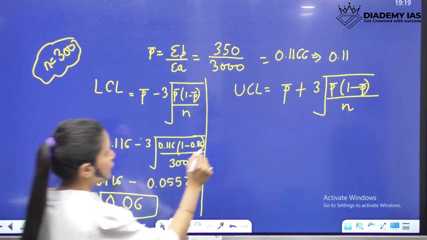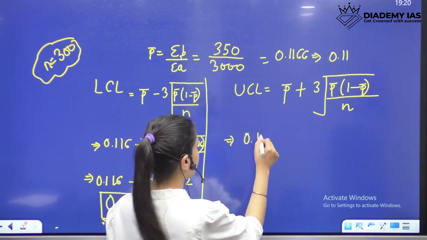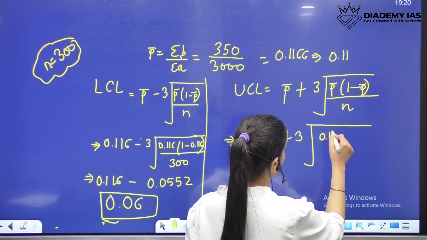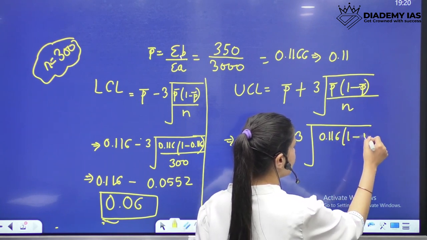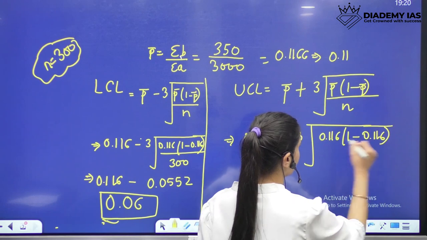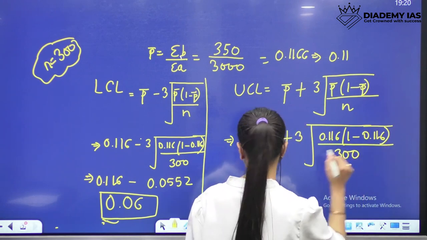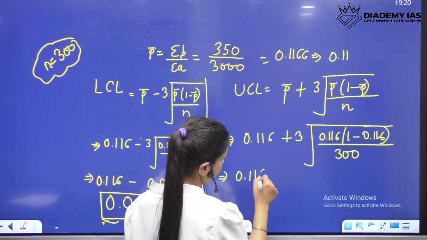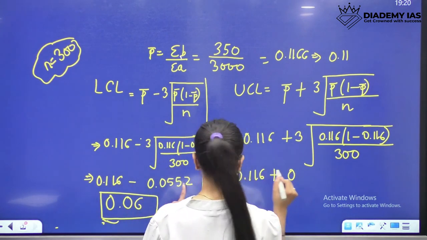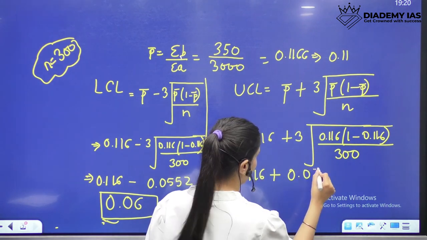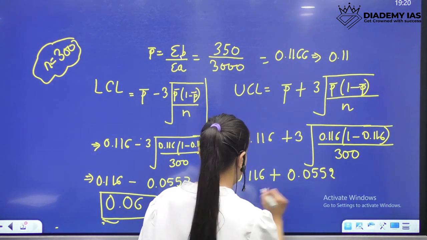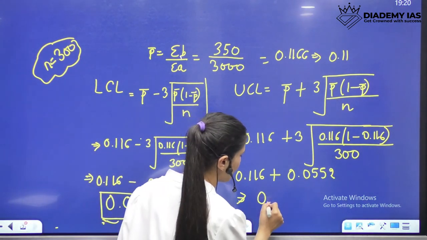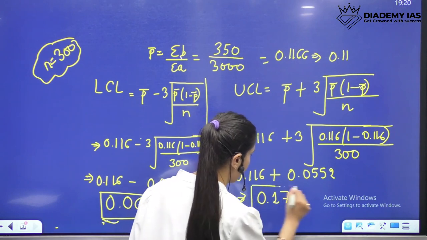Now similarly you are going to use this: 0.116 plus 3 under root 0.116 into 1 minus 0.116 upon the samples taken every day, this comes out to be this. Again, this value is going to be the same here, but we are going to be adding that value. So similarly here, 0.0552. And this value comes out to be 0.172. So you can just take 0.17. So this is basically the upper control limit.